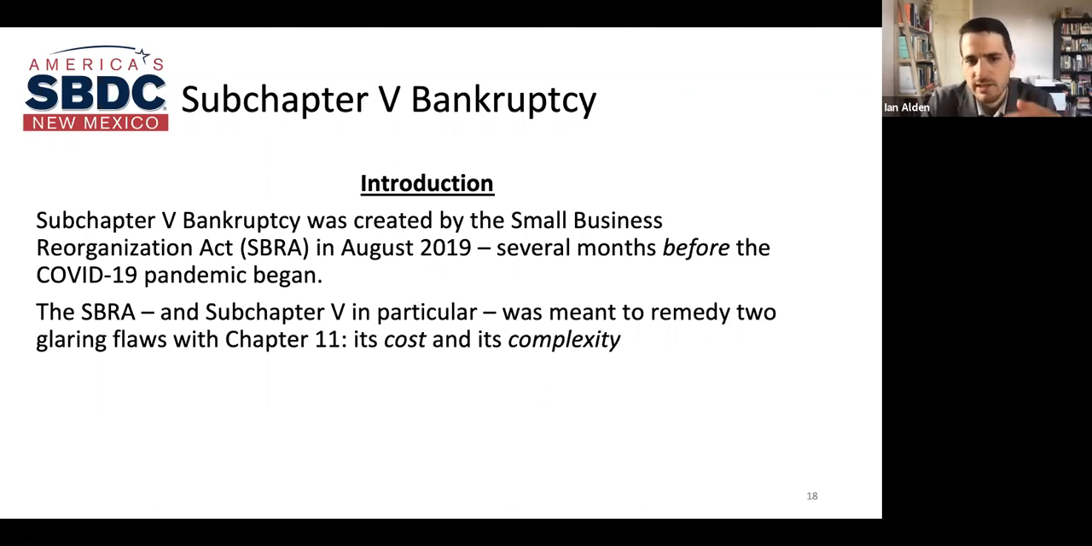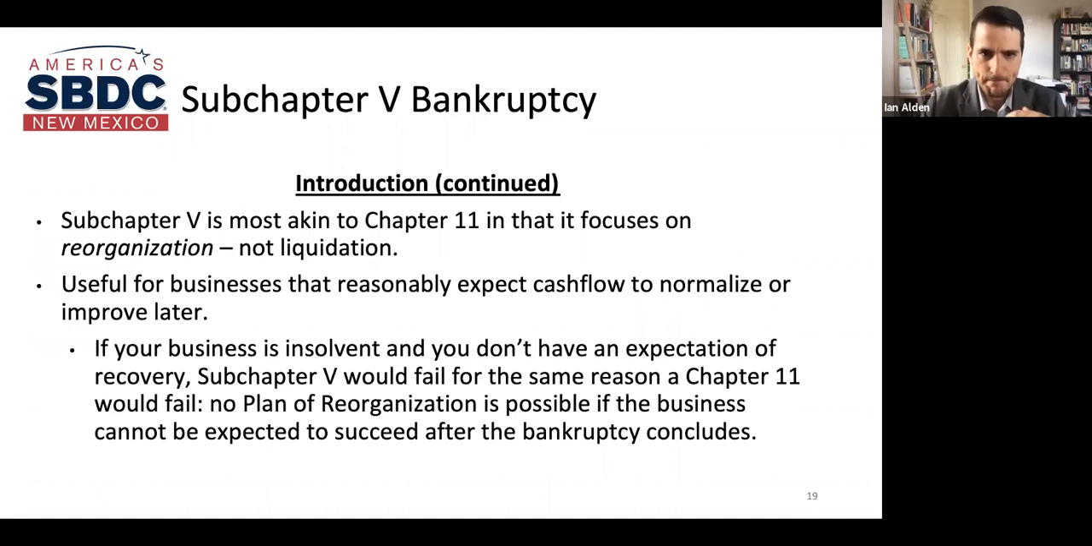And so what it does is it creates a subchapter of Chapter 11, a sub-process that's really geared towards small businesses. It's got some qualifications of its own that we'll chat about a little bit later. But for now, just understand that it's most akin to Chapter 11 in its process. It is a reorganization bankruptcy.